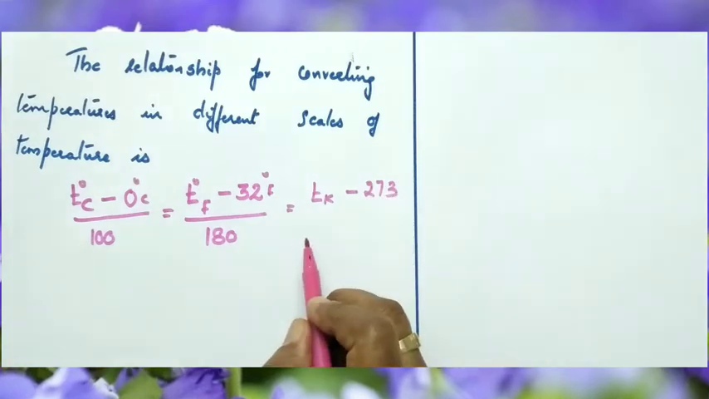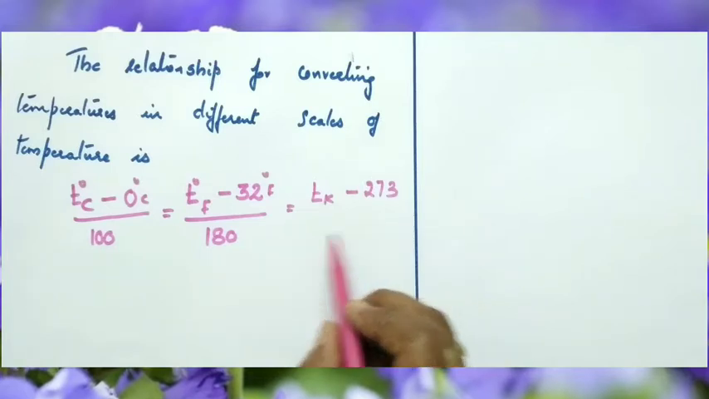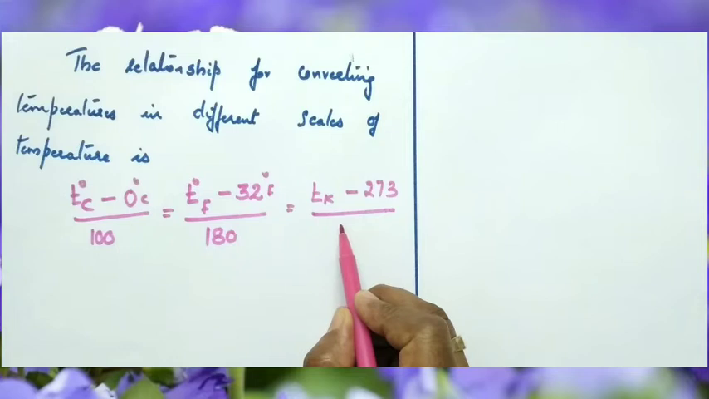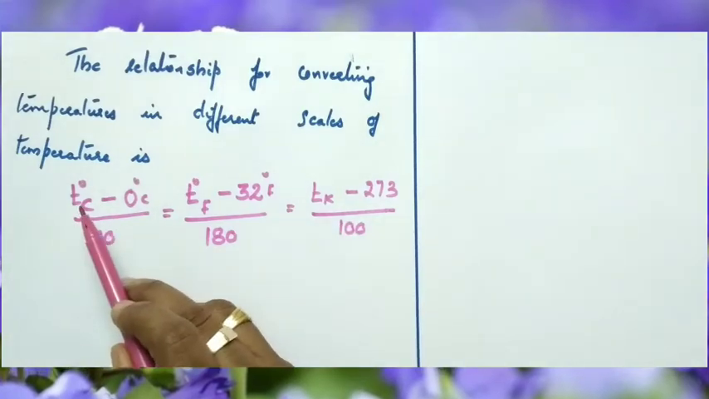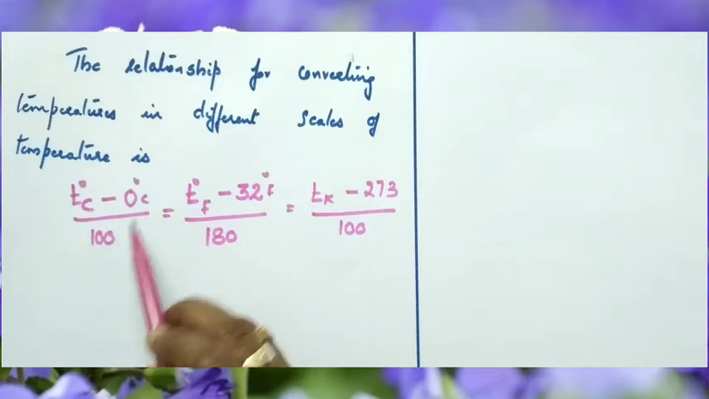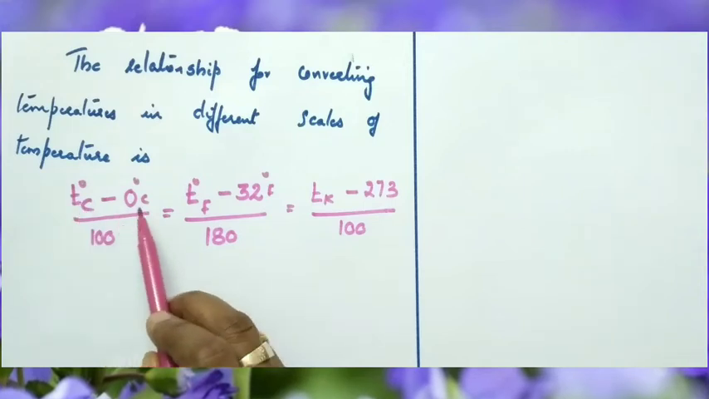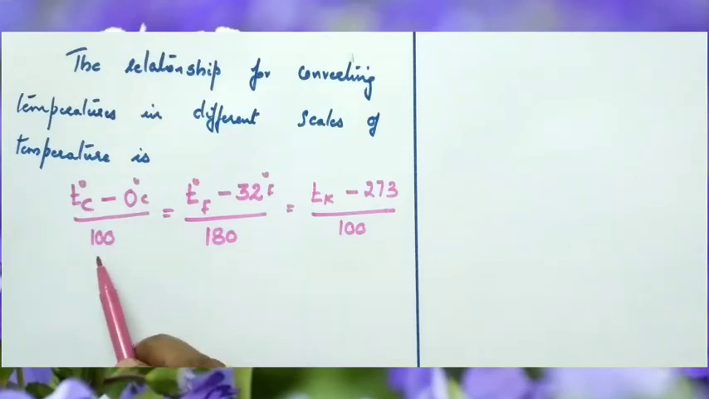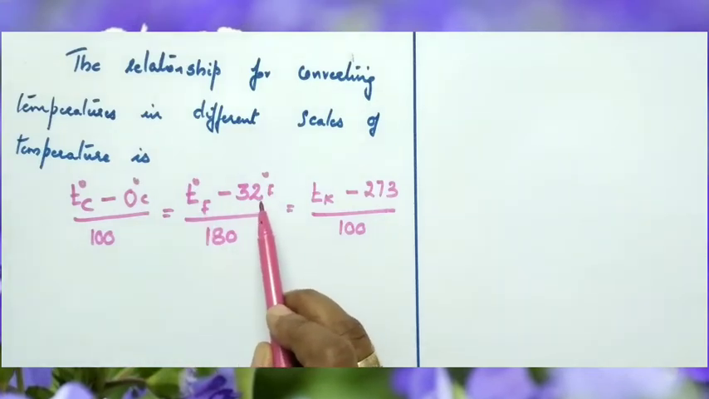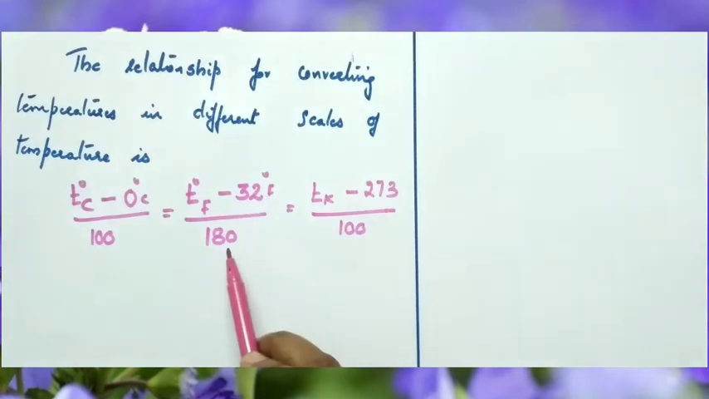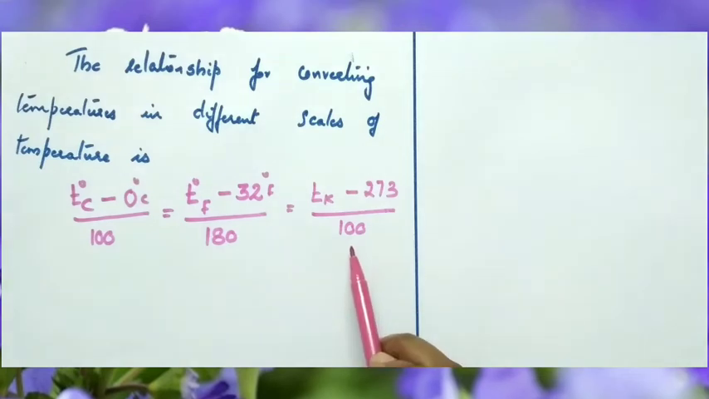For the sake of convenience, we can use 273 instead of 273.15. Divided by how many divisions are there? 100 divisions are there. So, the general formula is: any temperature minus its ice point, divided by the number of divisions. In the Celsius scale, T degree Celsius minus its ice point, which is 0, divided by 100. In the Fahrenheit scale, T degree Fahrenheit minus its ice point, that is 32 degree Fahrenheit, divided by 180 divisions. In the Kelvin scale, T Kelvin minus 273, divided by 100.